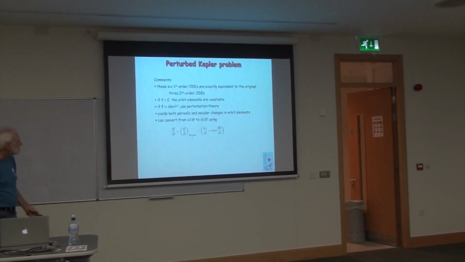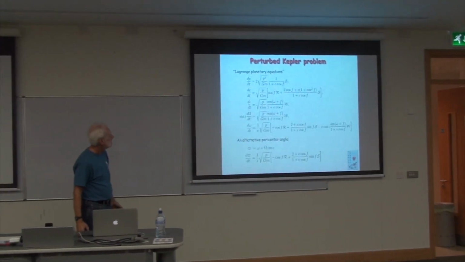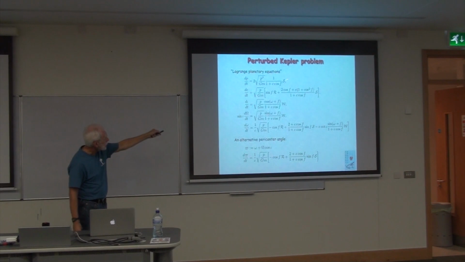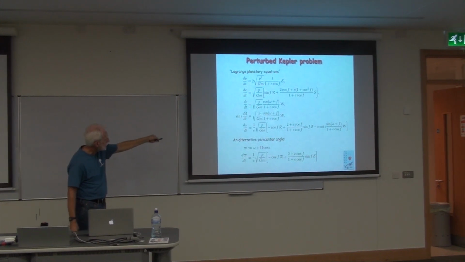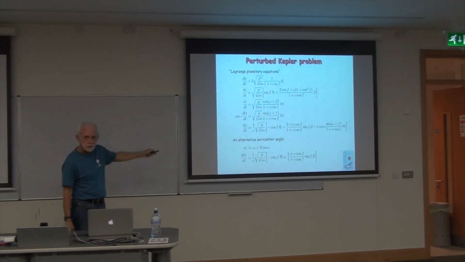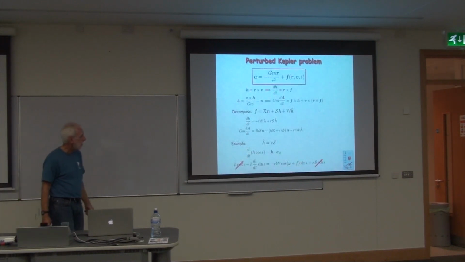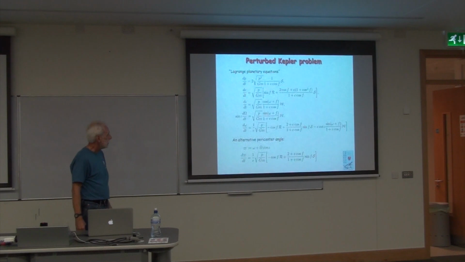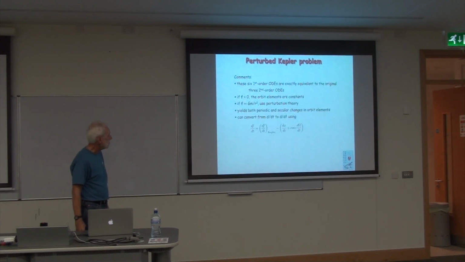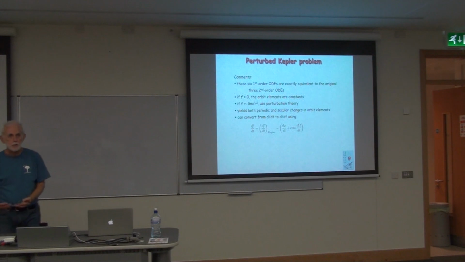If f is 0, the orbit elements are constant. S, R, and W will vanish, and so all the orbit elements are constants, as we see in the pure Kepler problem. But if not, then you get perturbations. But generally speaking, these disturbing forces are small compared to the Newtonian acceleration, so you can use perturbation theory.